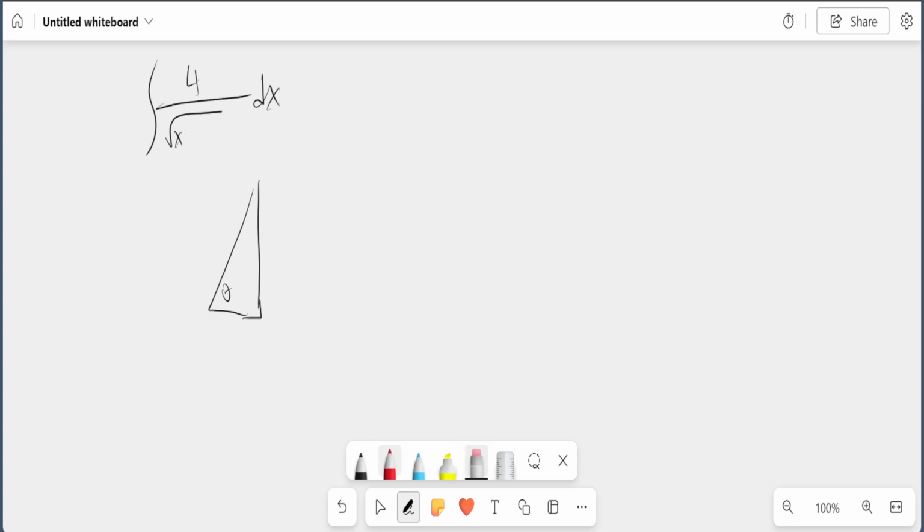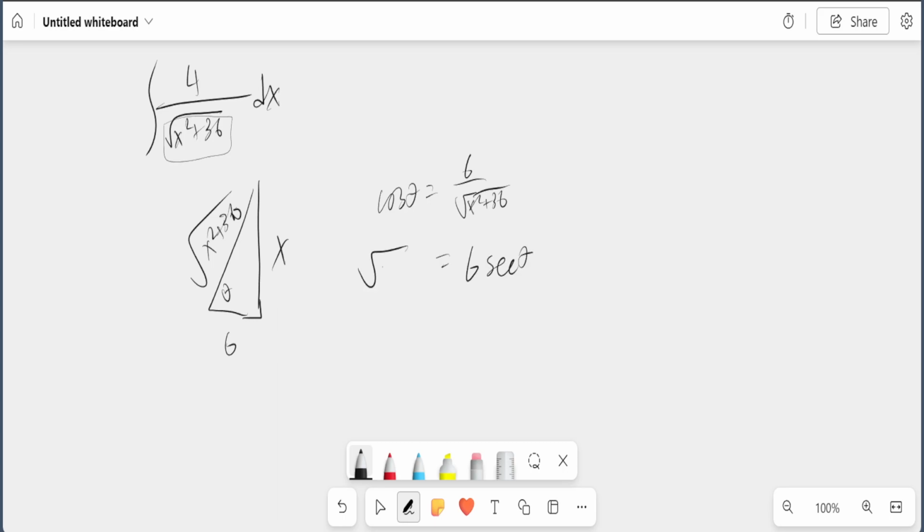But anyway, so that's x squared plus 36. So x, 6, and square root of x squared plus 36. We want this. The easiest way to get that is cosine theta, and so that's 6 secant theta. Okay, so that's one part. And we need a dx too. So dx: tangent theta is equal to x over 6, so 6 secant squared theta d theta is equal to dx.